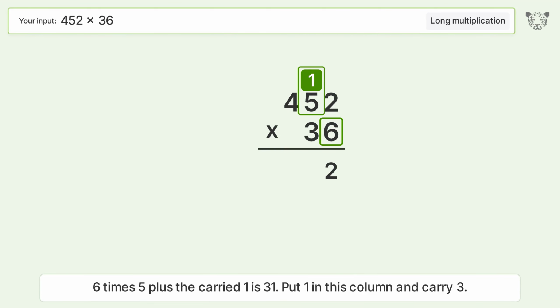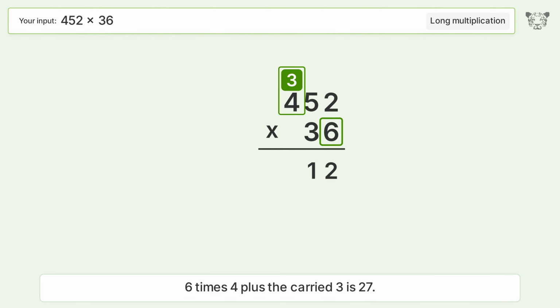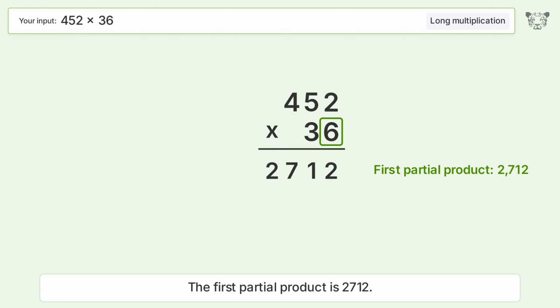6 times 5 plus the carried 1 is 31. Put 1 in this column and carry 3. 6 times 4 plus the carried 3 is 27. The first partial product is 2712.